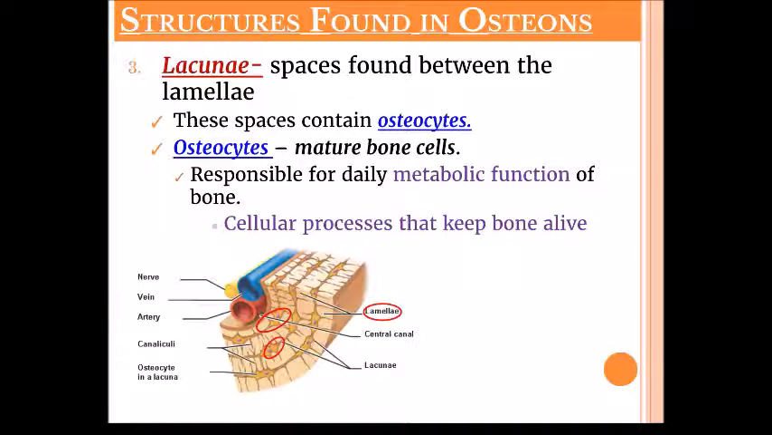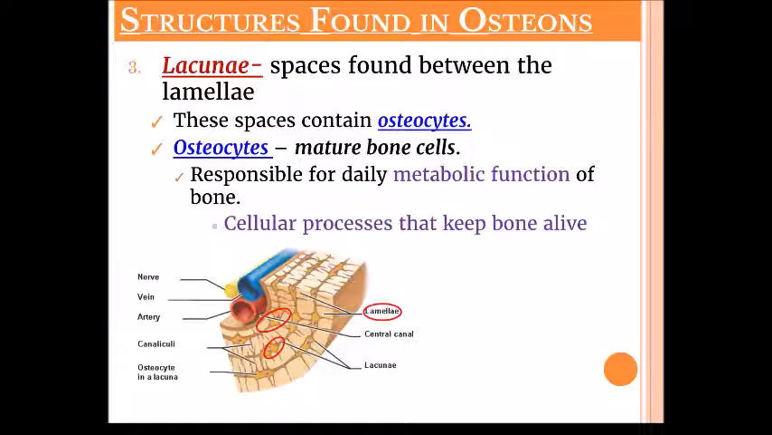The next structure we have is called a lacunae, and lacuna or lacunae actually means lake. These are the little openings you see in between the concentric lamellae. You can see the diagram down at the bottom. I have a few of them circled for you.